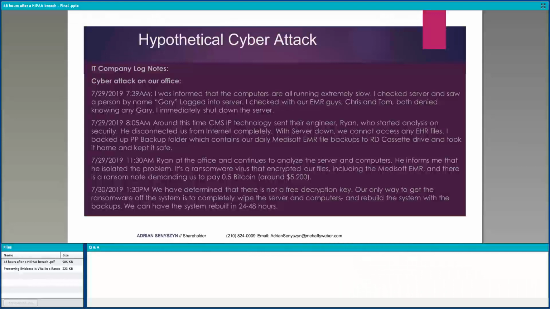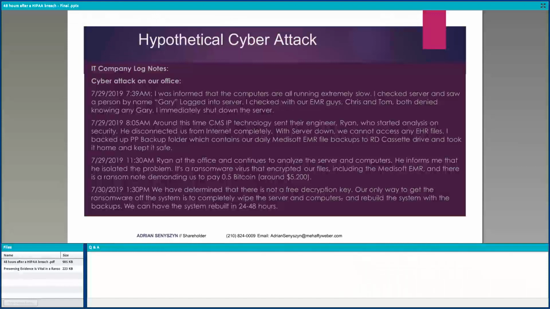Obviously, this could go two ways. You could have a cloud-based EMR system where you're having your computer systems encrypted where you can't reach your cloud-based EHR or EMR, or you can have your EMR on your server and have it locked up.